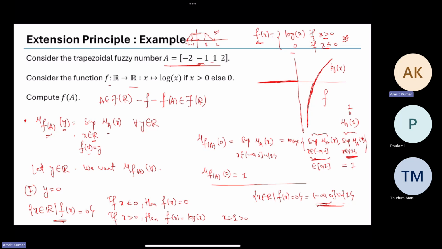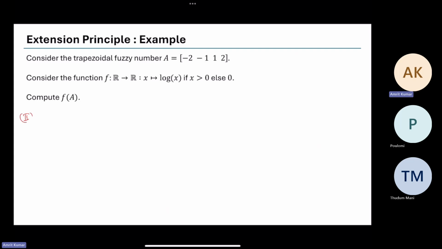So we wanted to compute the membership of y equal to 0, that is, the membership of 0 in f of A. We started by looking at this set, because we have to take the supremum over this set. And we figured out that this set is essentially -infinity to 0 union singleton 1. So we took the supremum over this set, and this supremum can be decomposed into two smaller suprema. One of those quantities turned out to be equal to 1. Therefore, the entire maximum is equal to 1, and that meant the membership of 0 in f of A is 1. So let us consider the second case, when y is less than 0.